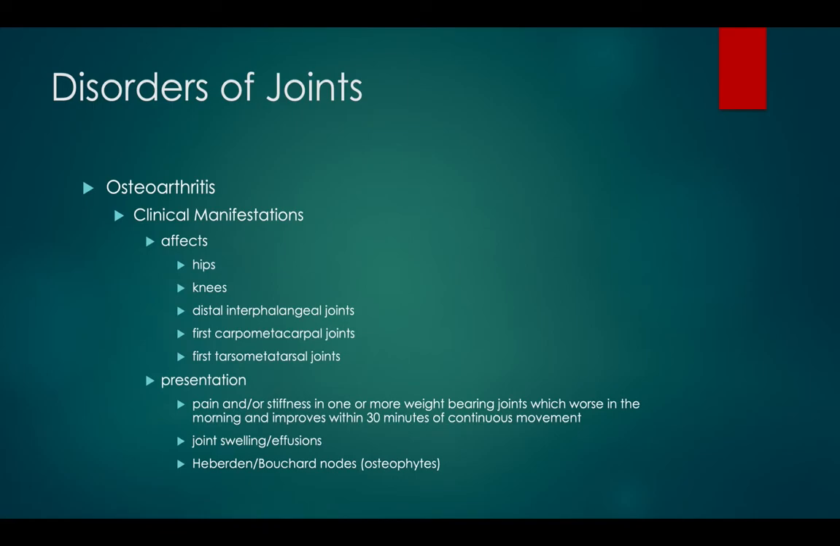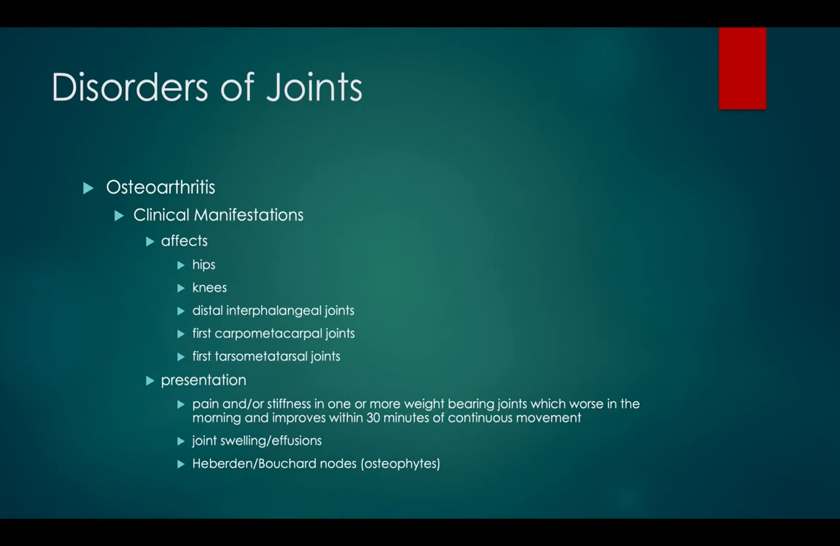Typically presents as pain and stiffness in one or more of the weight-bearing joints, which is worse in the morning and improves within 30 minutes of continuous movement. So this is basically the opposite of rheumatoid arthritis, which we'll talk about in a little bit. So osteoarthritis is classic for morning stiffness that improves with movement. So you get pain and stiffness in the morning that improves throughout the day.